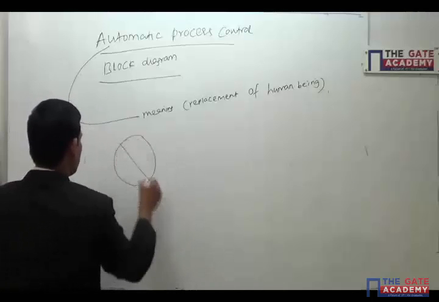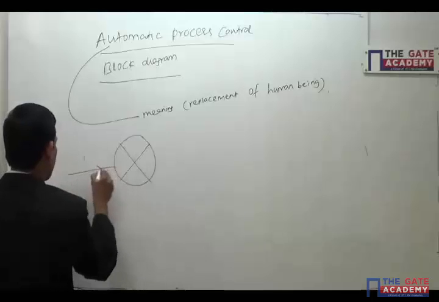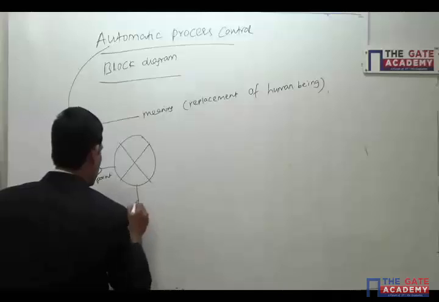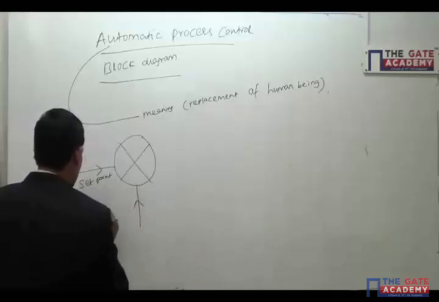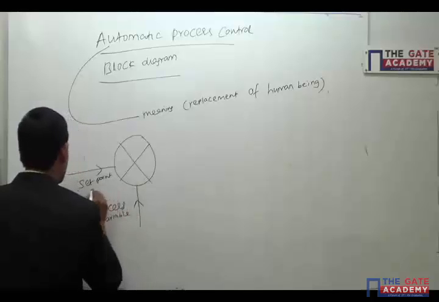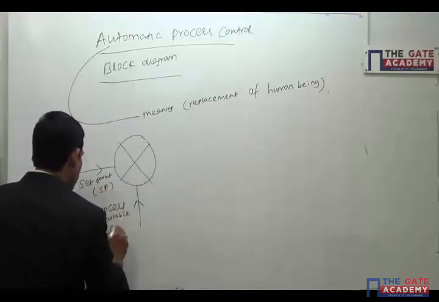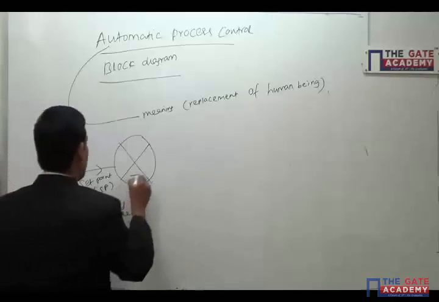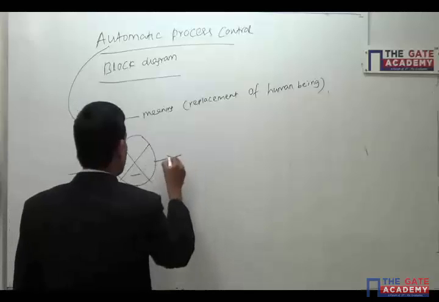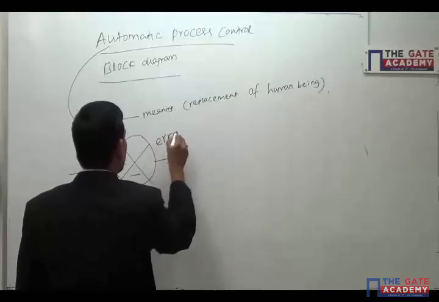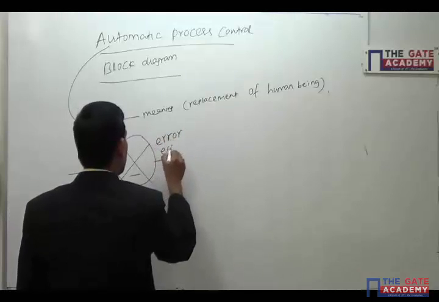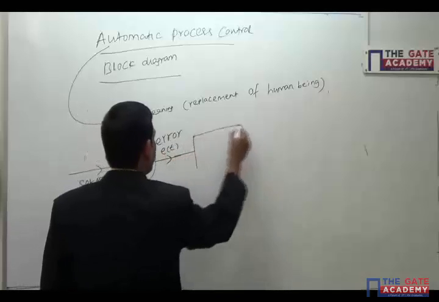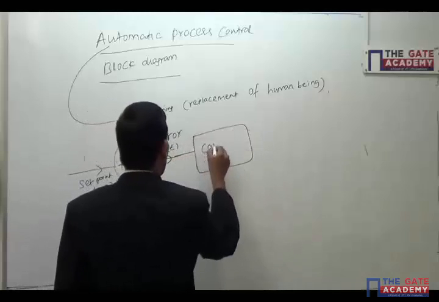Here, this is my set point. This is my process variable. Generally, set point they will represent with SP. Process variable they will represent with PV. SP minus PV, you will get as an error. That is generally E of t. So E of t will go to the controller.